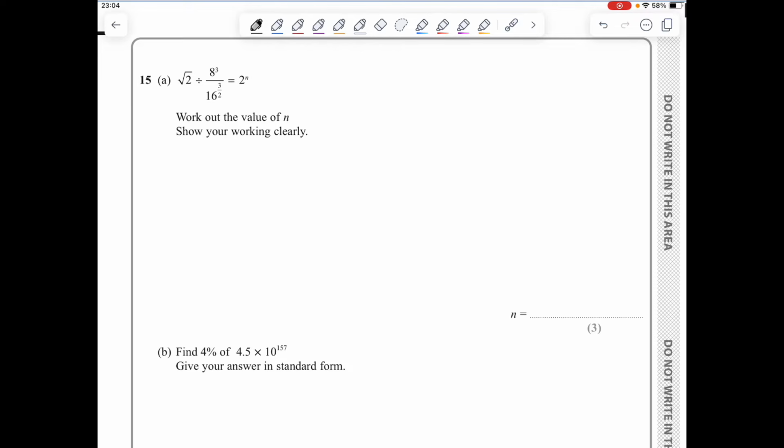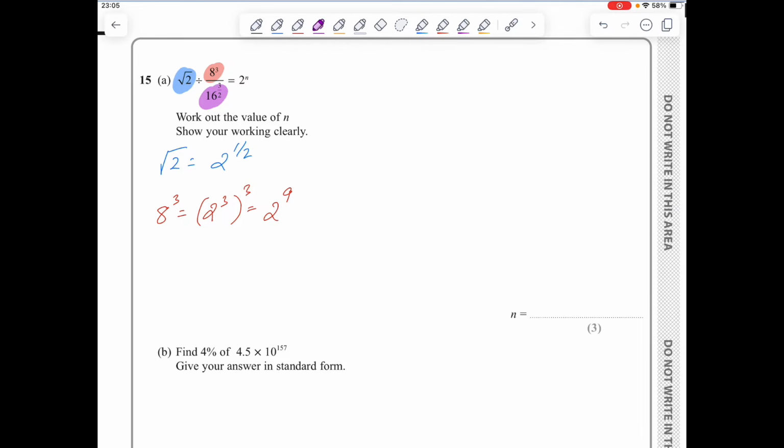For question 15a, let's split this into 3 expressions. First, we've got the square root of 2, we've got the 8 to the power of 3, and then we have the 16 to the power of 3 over 2. So square root of 2 is just 2 to the power of 1 over 2. The 8 to the power of 3 is like saying 2 cubed for the 8 and then to the power of 3. This will give me 2 to the power of 9 because I multiply the powers.